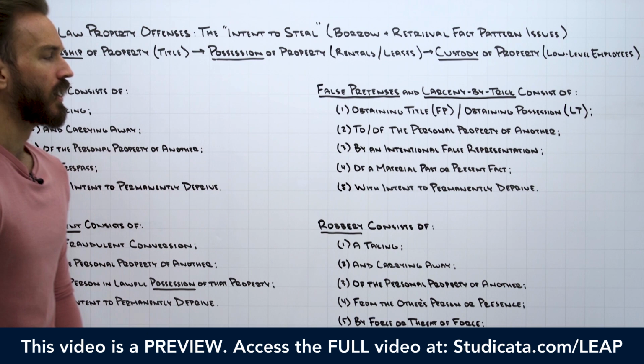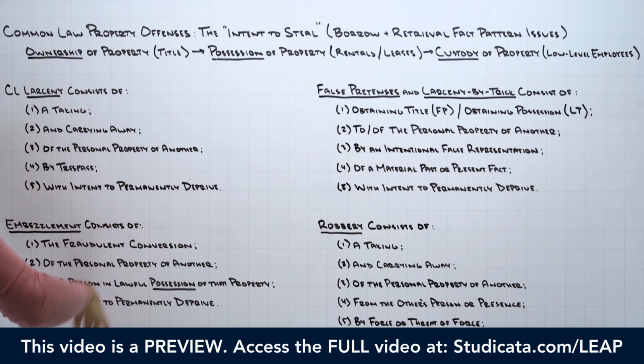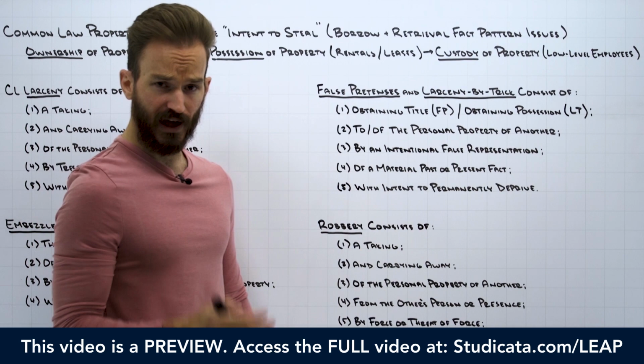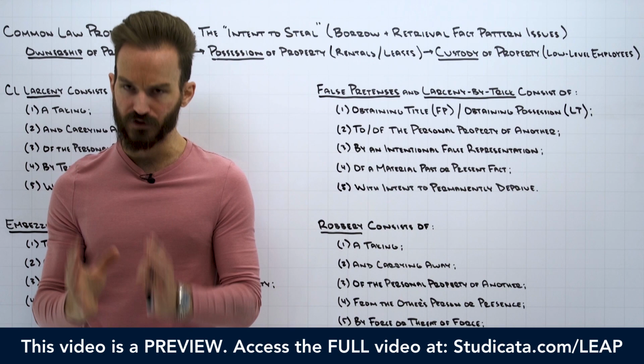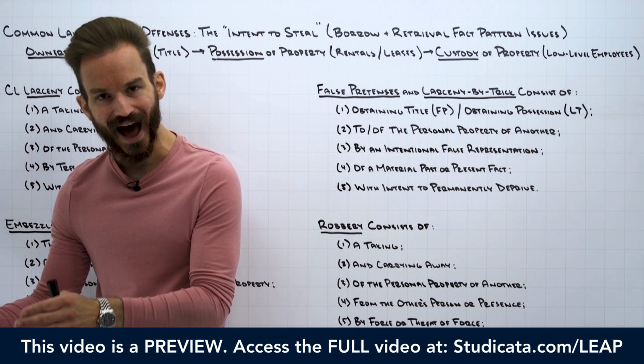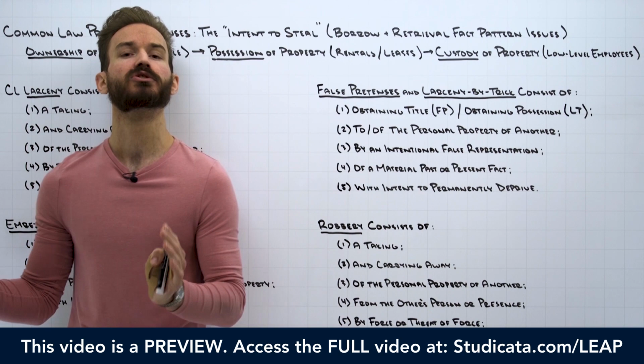So from there, we can talk about embezzlement, and then we'll do some examples that really flesh out the differences between larceny and embezzlement. Embezzlement consists of the fraudulent conversion of the personal property of another by a person in lawful possession of that property with intent to permanently deprive. So the big difference between embezzlement and larceny is that embezzlement requires that our defendant first be in lawful possession of the property. The defendant has to be in lawful possession of the property and then decide at a later point, and it can be a second later, to steal that property.